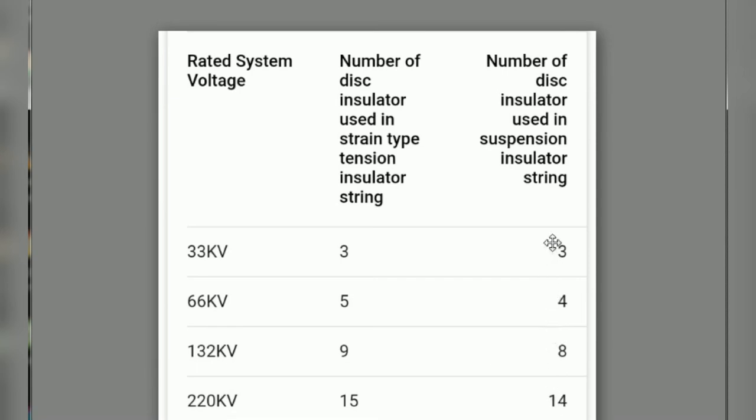So normally the number of discs required for suspension type is 1 less as compared to the number of discs used in strain type insulator. So already we have seen how to calculate the number of discs required for a particular kV of the transmission line. Okay, thank you.